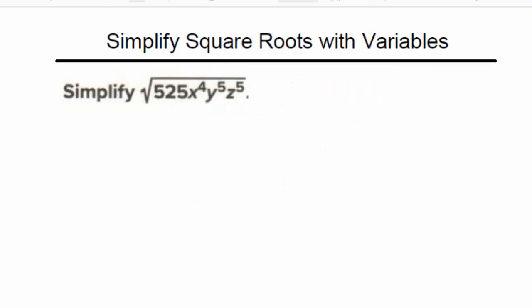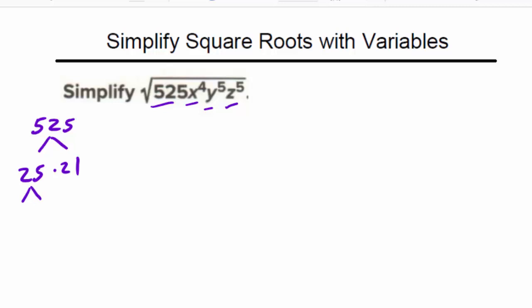Okay, now they want us to simplify square roots with variables in it. And I'm going to do each of these parts individually and then bring them back together. The first part should be pretty easy because we've been doing it. So I'm going to take the 525 and make a factor tree down to prime factors. So it looks like a 25 might go into there. And it turns out that that's 25 times 21.